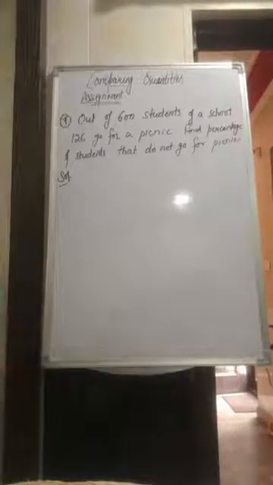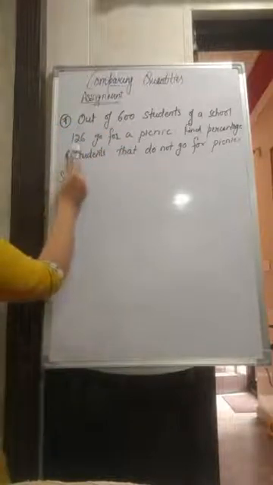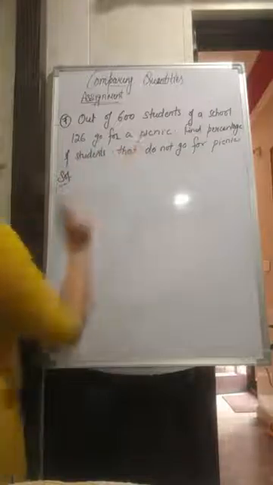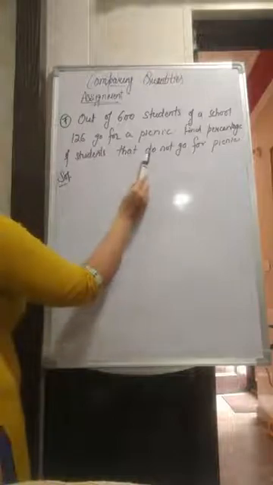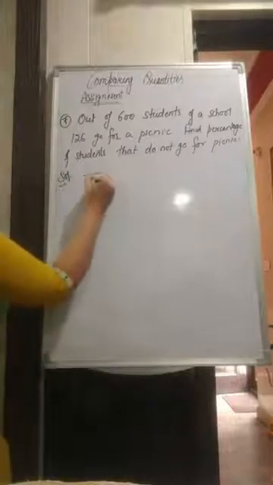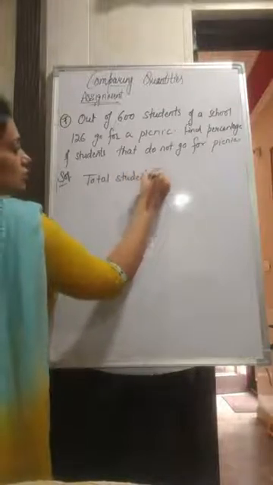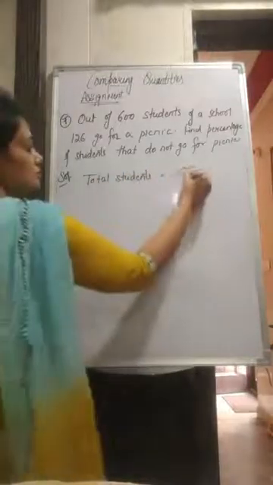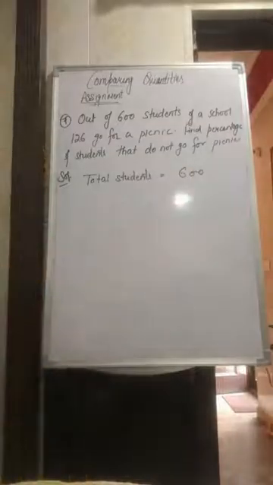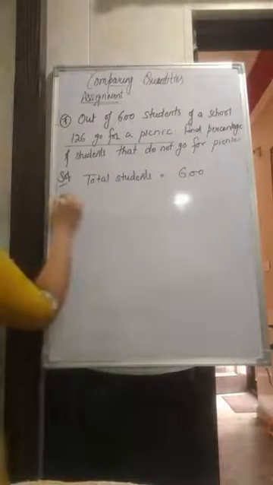Next question, question number 7. Out of 600 students of a school, 126 go for a picnic. Find the percentage of students that do not go for picnic. Now what is given to us? We have been given that total students in a school is 600, and 126 out of them go for a picnic.